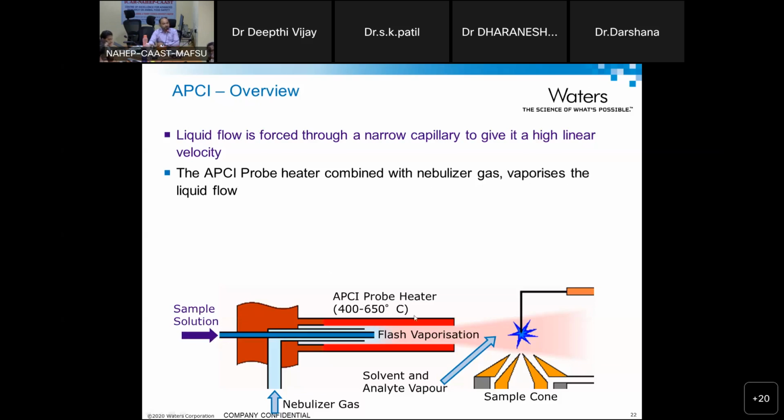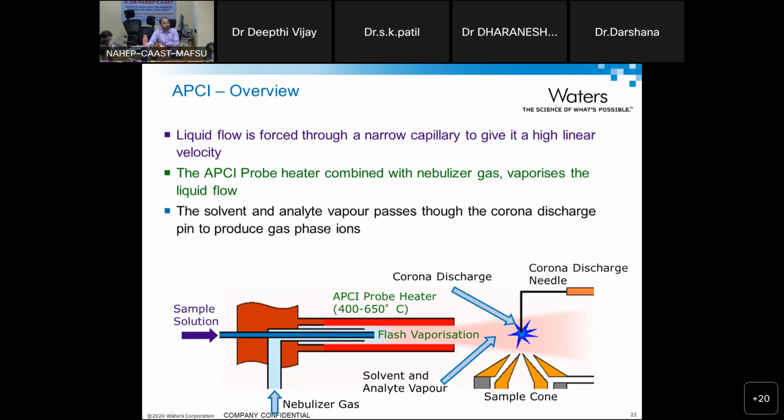Now this APCI probe, or atmospheric pressure chemical ionization probe, is heated at a very high temperature, ranging from, let's say, 400 to 650 degrees Celsius, to evaporate the solvent which is coming off from the LC eluent.